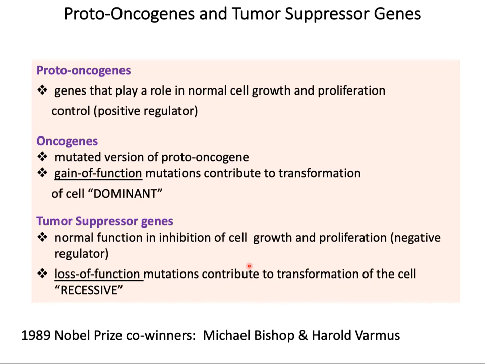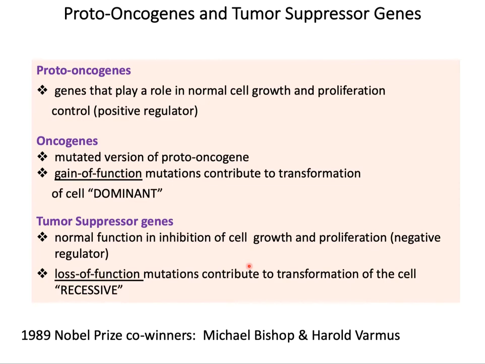And in this case, these mutations are usually referred to as recessive because you usually have to lose both copies of the tumor suppressor gene. You usually have to lose the function in both copies of these genes in order for it to have any effect on the cell cycle.